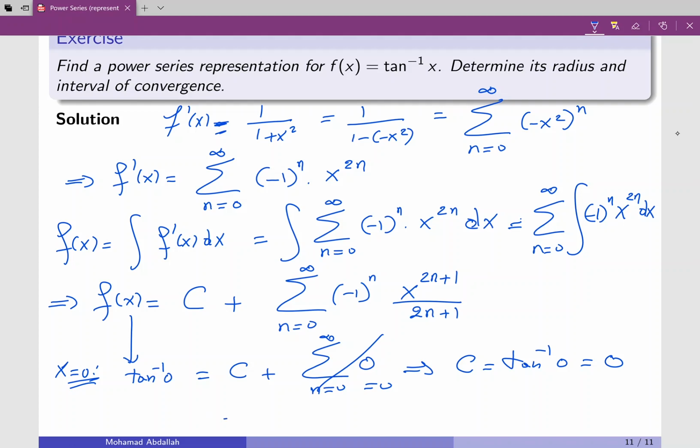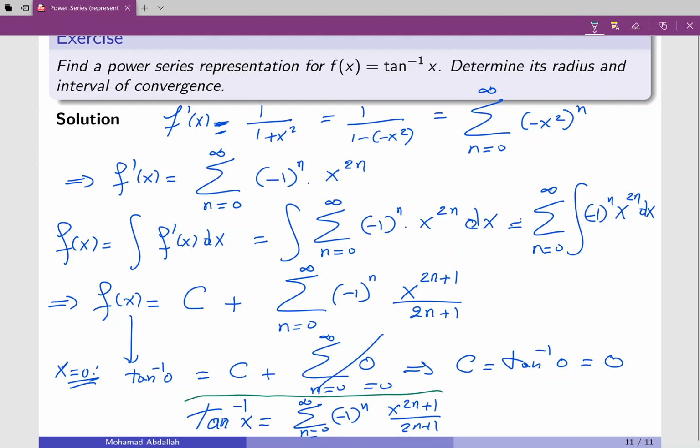So as a result, I have the following: tangent inverse of x equals the sum from n equals 0 to infinity of negative 1 to the power n, x to the power 2n plus 1 over 2n plus 1. So this is the power series representation of tangent inverse of x. I still need to determine what happens at the endpoints.